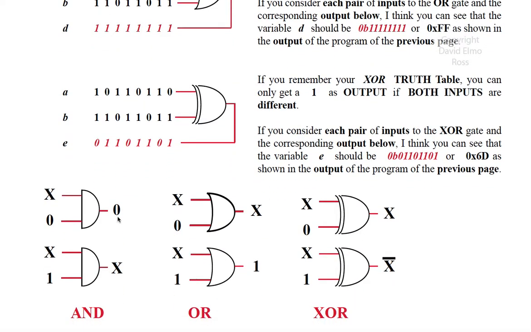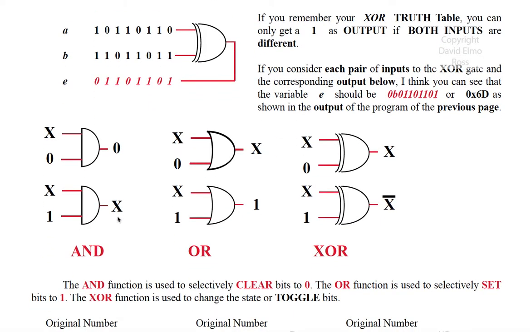Now let's take a look at a summary of how these functions work in terms of bits. If x is a bit in the original number and we try and mask that with a 0, our result is always going to be 0, or it's always going to clear the bit. Why is that? Well, let's take a look. 0 ANDed with 0 is 0, 1 ANDed with 0 is 0, so it doesn't matter what the value of x is, you're always going to get 0, so it will effectively clear the bit if the mask bit is 0 for AND.